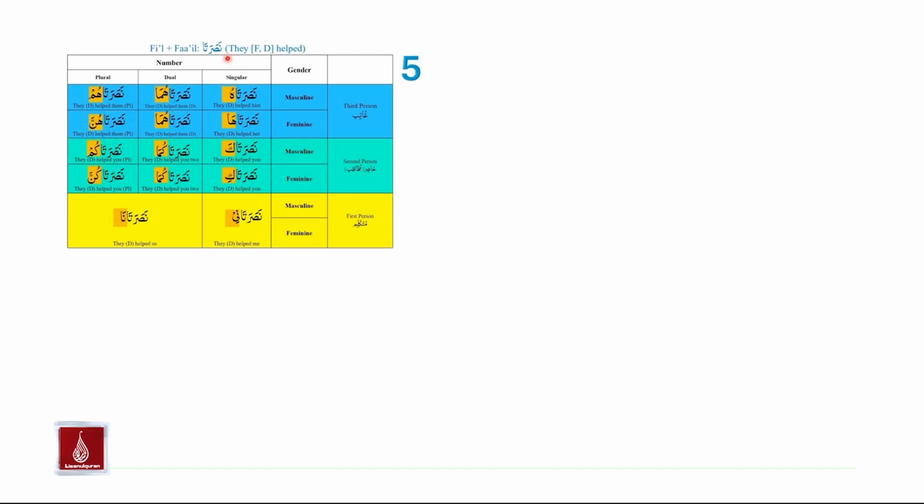Next, we will look at combinations using nasarata. Nasarata means they helped, referring to feminine and dual. Nasaratahu, they helped him, and in this case, they refers to dual and feminine. Nasaratahuma, nasaratahum, nasarataha, nasaratahuma, nasaratahunna, nasarataka, nasaratakuma, nasaratakum, nasarataki, nasaratakuma, nasaratakunna, nasaratani, nasaratana.